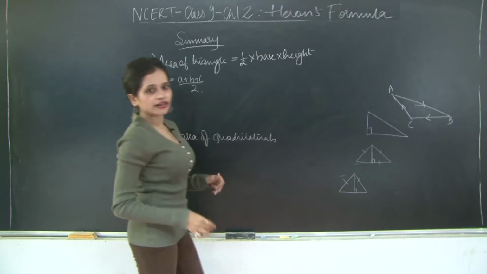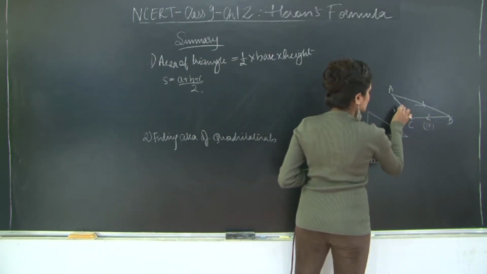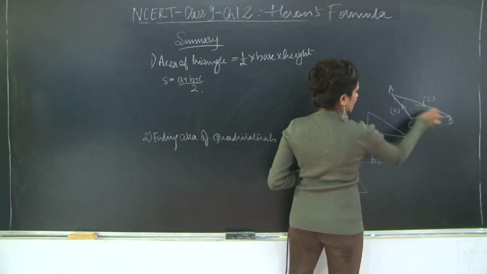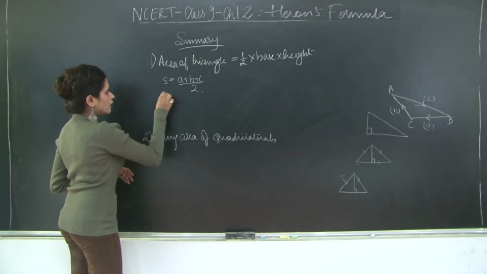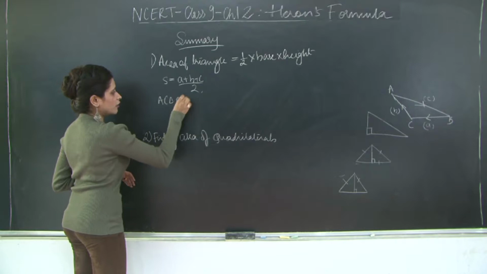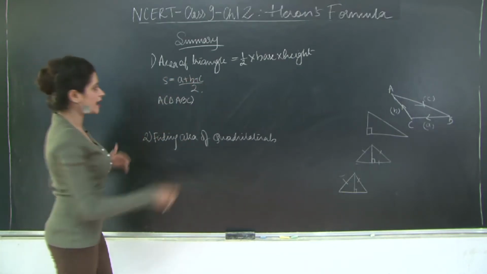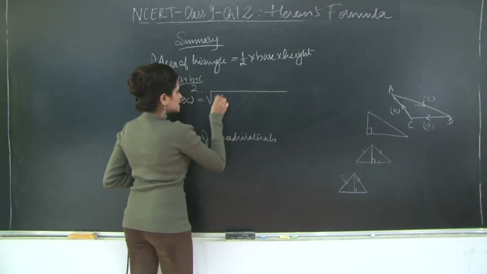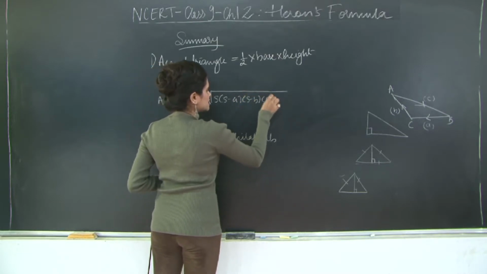So what is lowercase a? The side opposite vertex A is this a, this side is b and this side is c, because A, C and B. And Heron's formula is given by area of triangle ABC, or any triangle if it would have been, let's say DEF, so you would just replace ABC by DEF respectively. It is given by under root of s into s minus a into s minus b into s minus c.